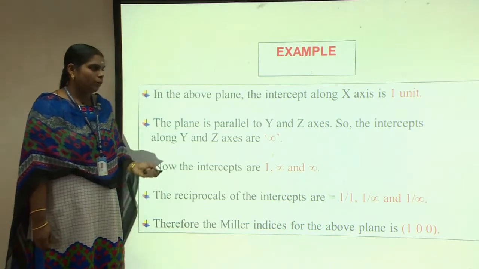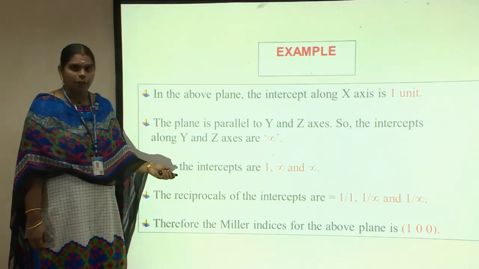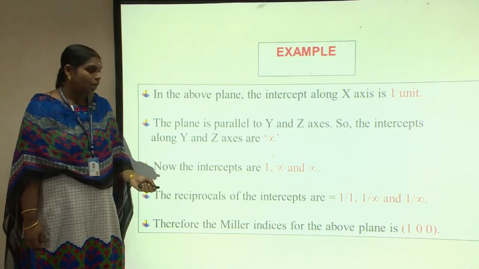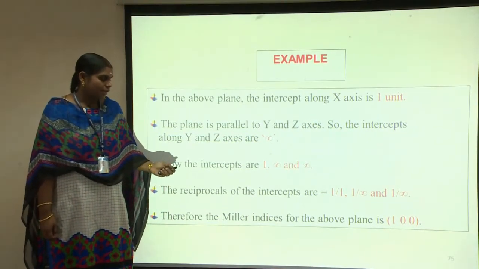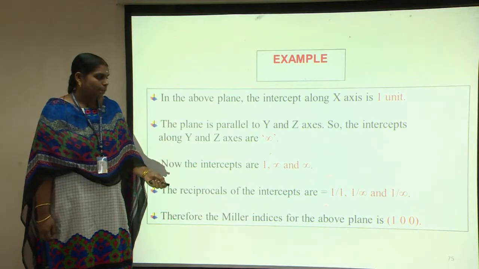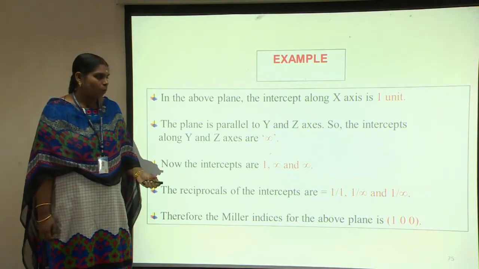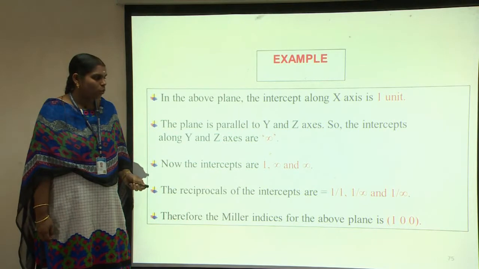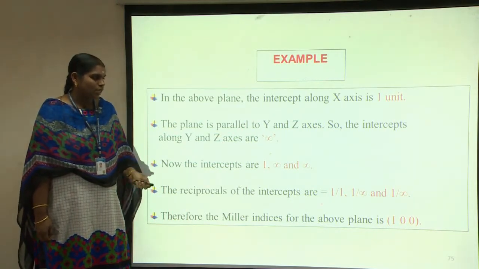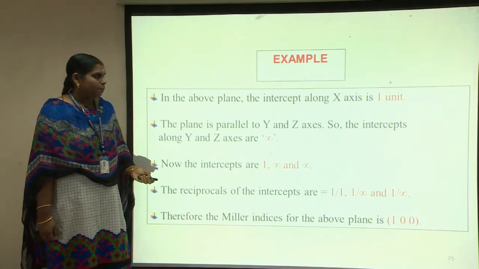Now for the particular plane that we have considered, we can see that 1, 0, 0 is going to be the Miller indices. As I told, the intercepts are going to be 1 by 1, comma, 1 by infinity, and 1 by infinity, which gives you 1, 0, 0. In the other way, when you go the other way around, we get 1, comma, infinity, comma, infinity. So these are the intercepts that are being made.